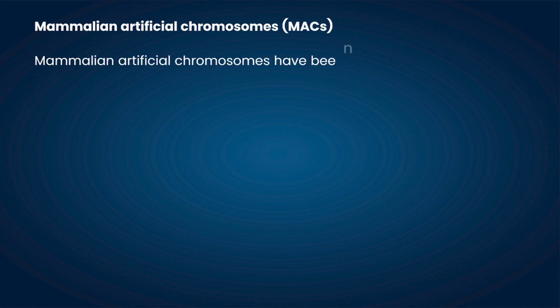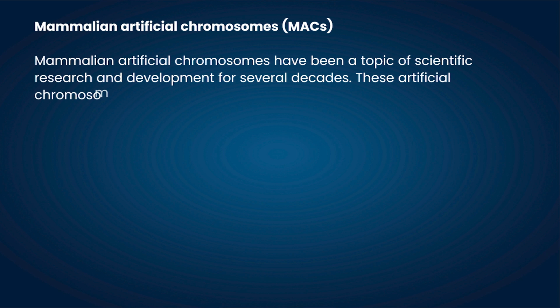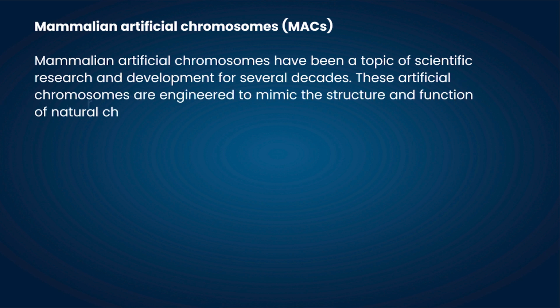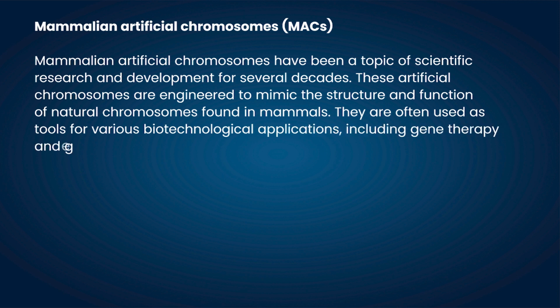Mammalian artificial chromosomes have been a topic of scientific research and development for several decades. Research to develop artificial chromosomes dates back to, I think, the early 1990s. The artificial chromosomes are engineered to mimic the structure and function of natural chromosomes found in mammals. They are often used as a tool for various biotechnology applications, including gene therapy and genetic engineering, as mentioned before.